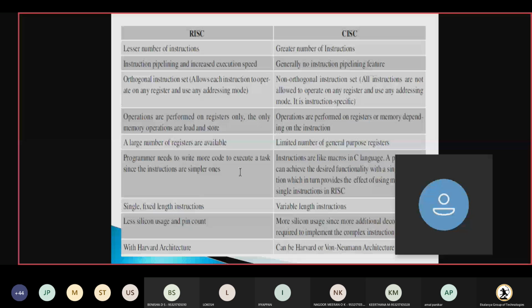For example, let us take MOV A comma B. You know this one. This is called an instruction. MOV A comma B is nothing but, please give me a second. I will join. One second, please.